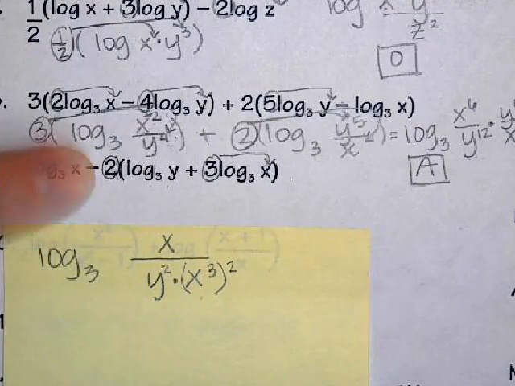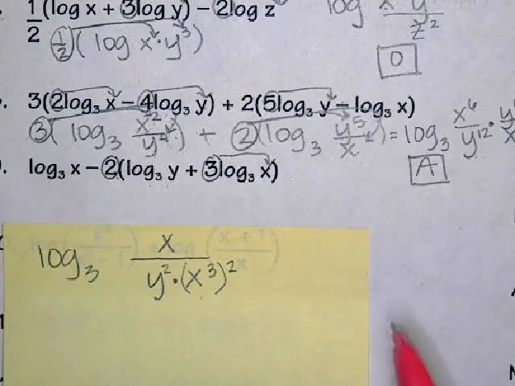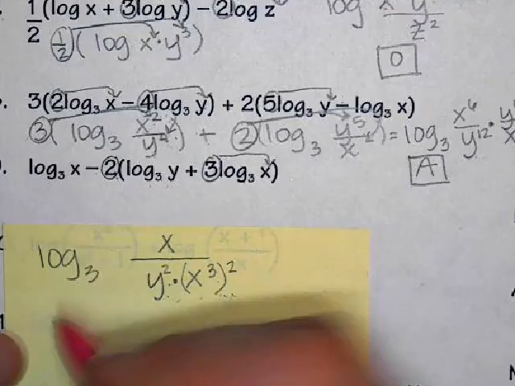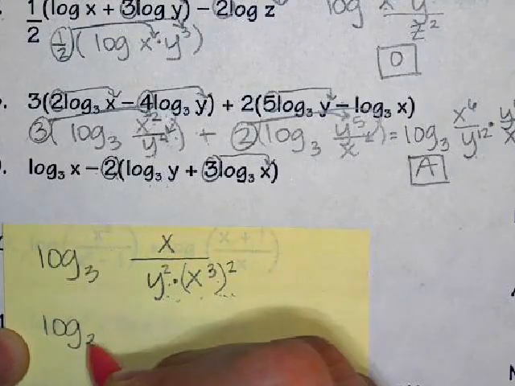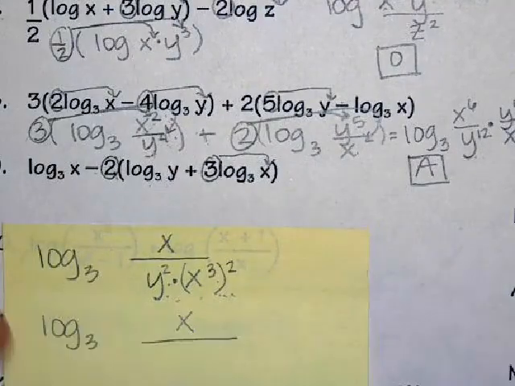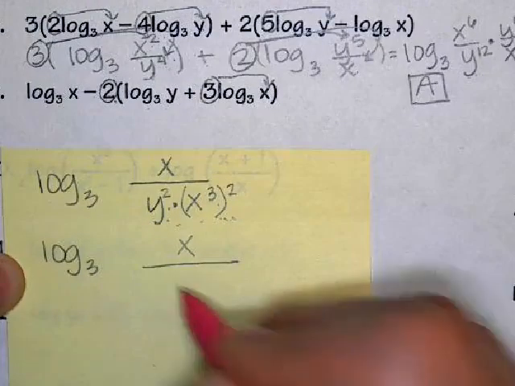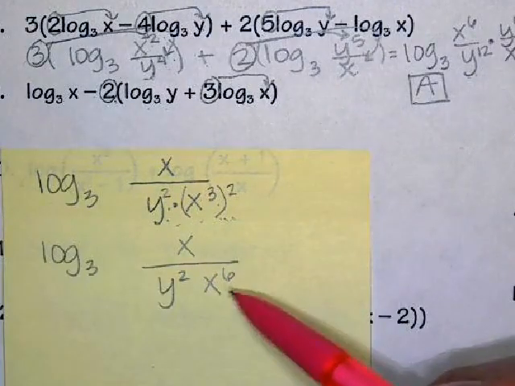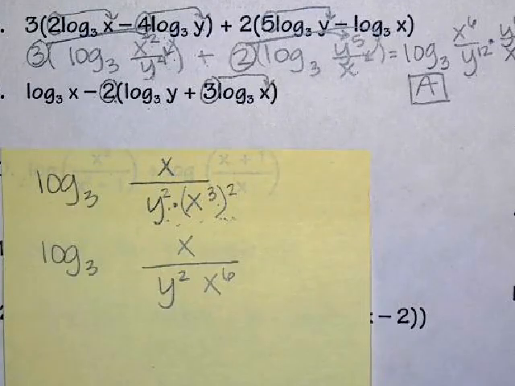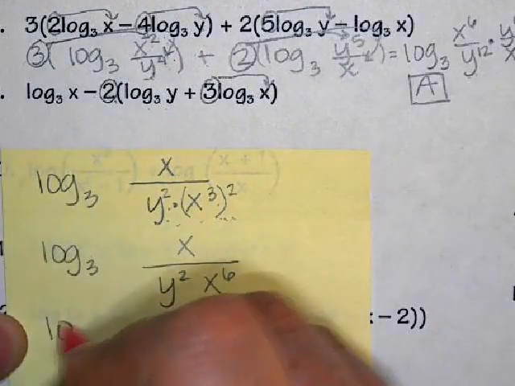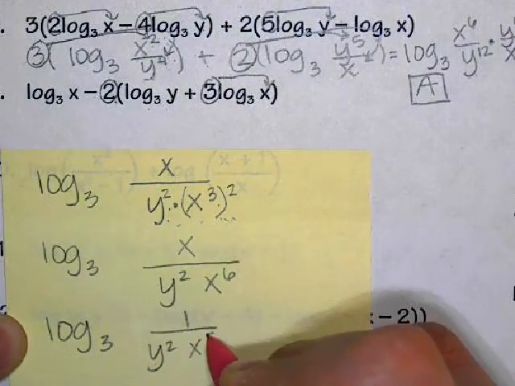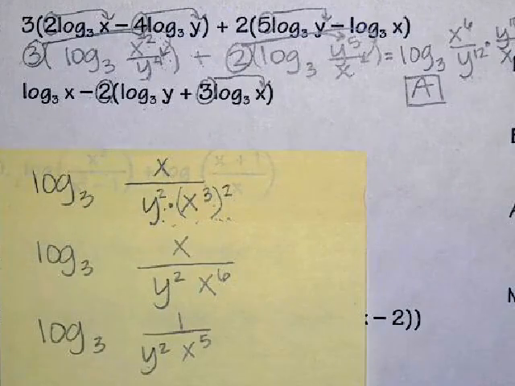Why did I put these on the bottom? Because it had the minus. Okay, so overall we've got log base 3 of x divided by what? Y to the 2nd, x to the 6th. And that's not going to be the final answer. What's the final answer going to be? Okay, 1 over y to the 2nd, x to the 5th. Okay, what answer is that? M. Okay, 9 is M.